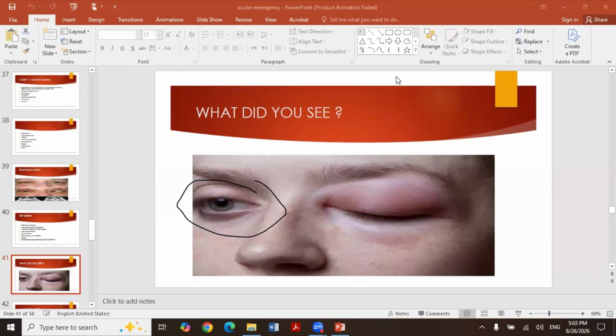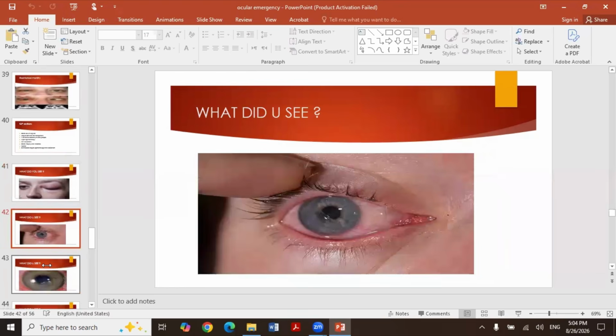Within 48 hours, it will resolve. You can give an oral antihistamine and send the patient home. So this is not an emergency. Angioedema is different from orbital cellulitis or preseptal cellulitis, especially if the eye is white, there is no reduced vision, there is no pain on movement of the eye, and the pupil reacts very well. So this is angioedema, not an emergency case.